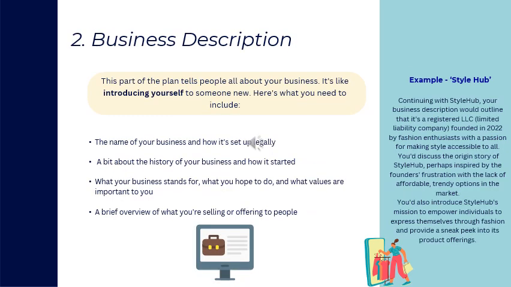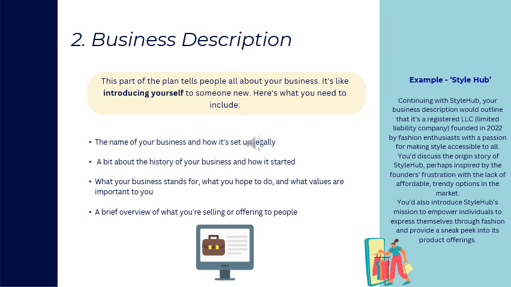Part 2. Business description. This part of the plan tells people about your business. It's like introducing yourself to someone new. Here is what you need to include. The name of your business and how it's set up legally. A bit about the history of your business and how it started. What your business stands for, what you hope to do, and what values are important to you. A brief overview of what you're selling or offering to people.